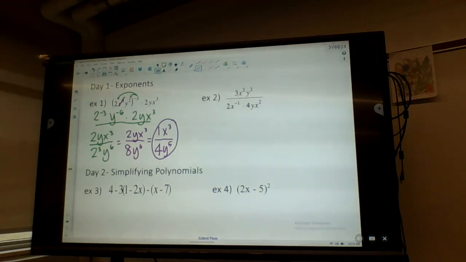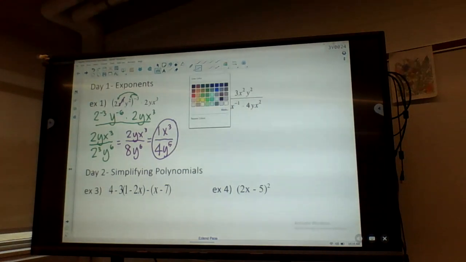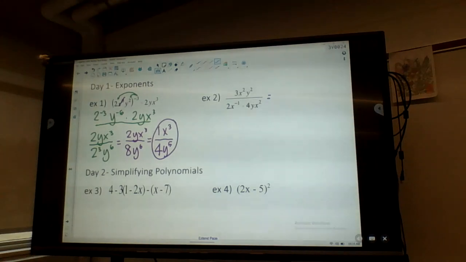All right. So that one kind of had multiplication, it had negative exponents, had power to a power. This one has division, negative exponents, and multiplication, kind of a lot going on between these two. So the top I'm not going to do anything with right now. The bottom I am going to put together. So 2 times 4 is 8.